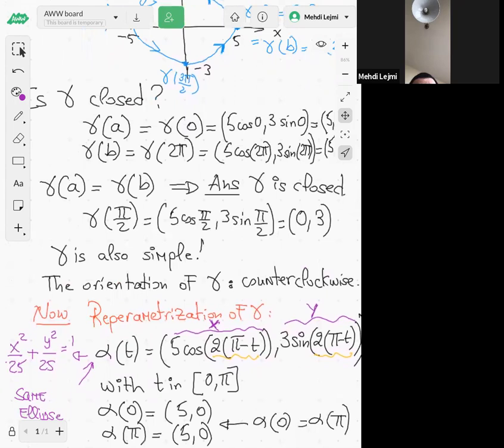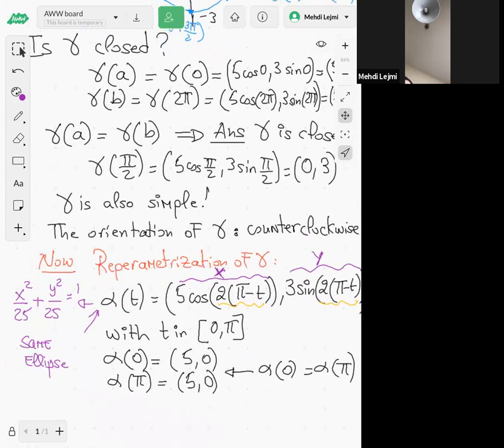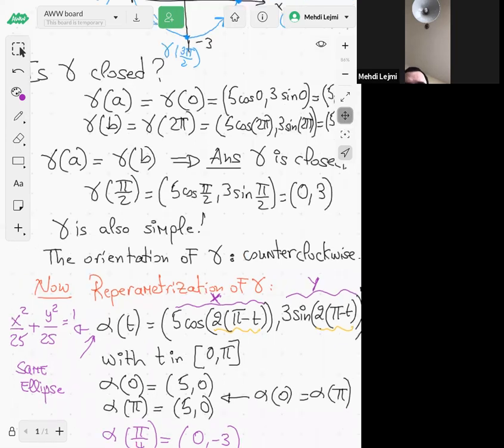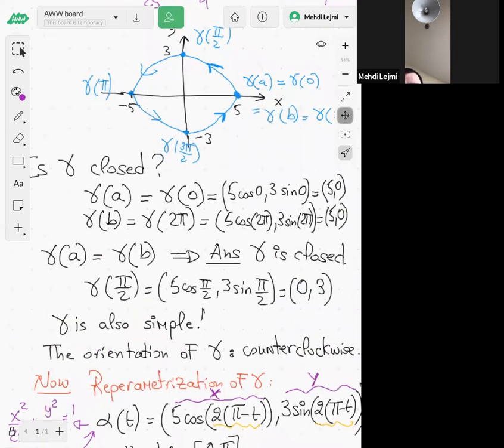So for example, here you have alpha of 0 is (5, 0). But if you take the next point, let's say pi over 4, and evaluate alpha of pi over 4, I claim that will be equal to (0, -3).